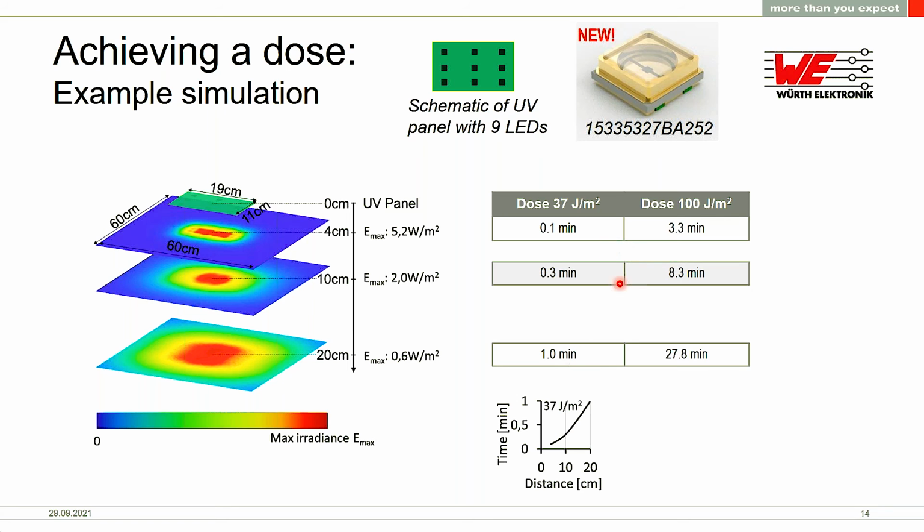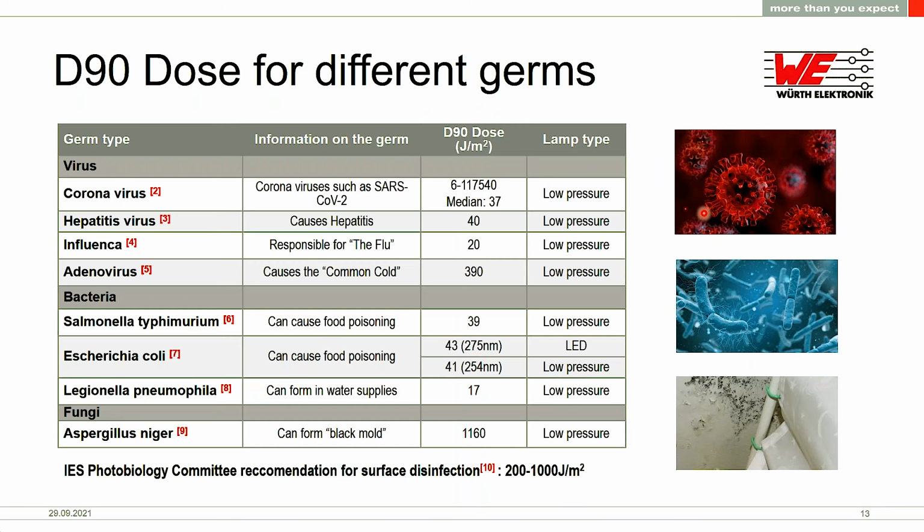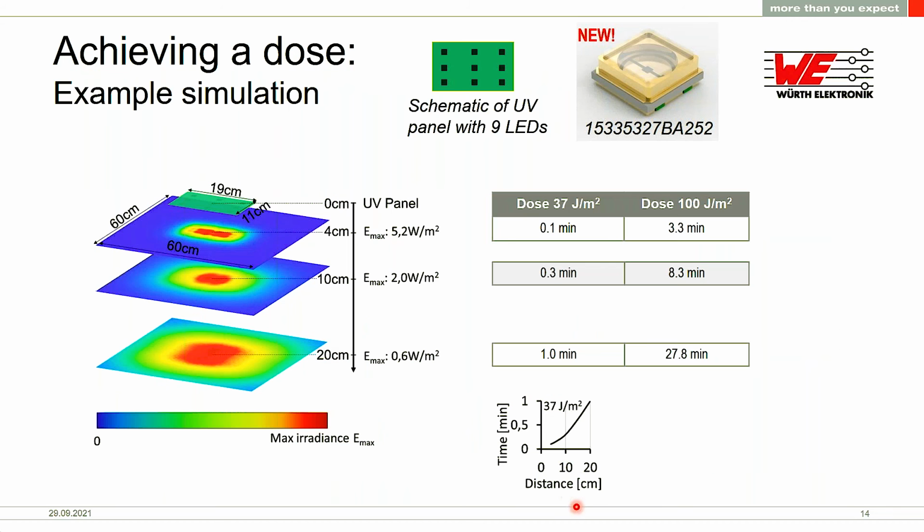On the other hand, for the dose of 1,000 joules per square meter, I just see that I missed a 0 here. It should be 1,000, not 100. So the time is much larger. It depends on what kind of dose you want to achieve. This 1,000 is basically the maximum value from the IES Photobiology Committee. In this case, it would be like 3 minutes or 27 minutes to achieve these doses.